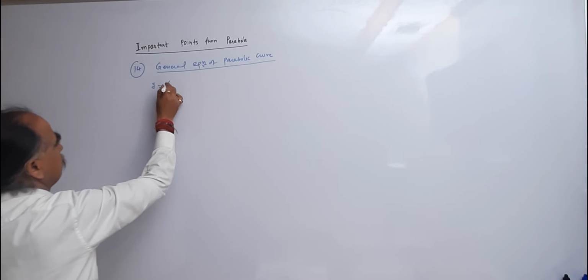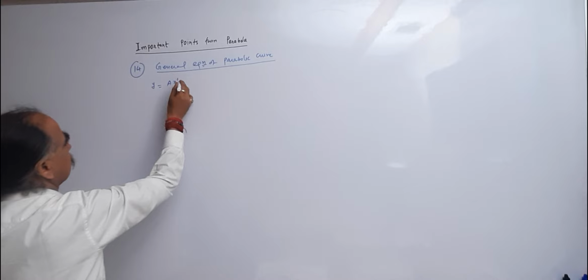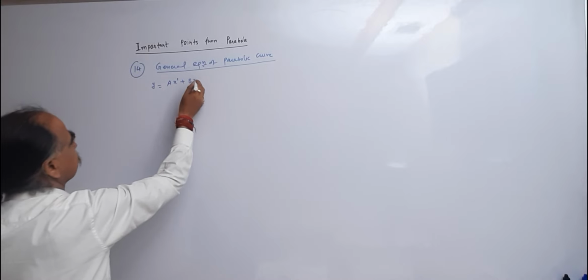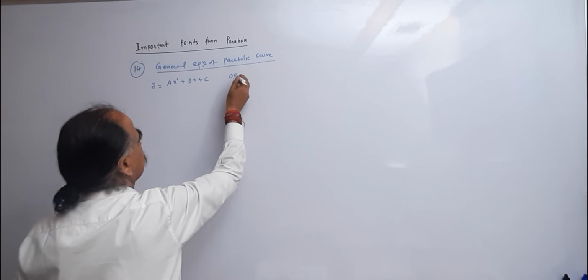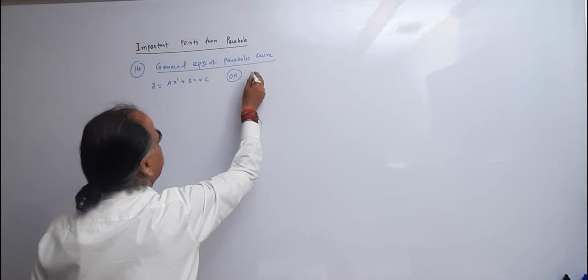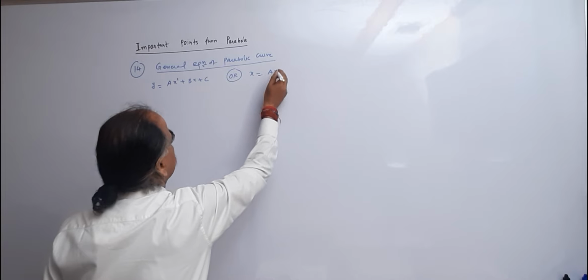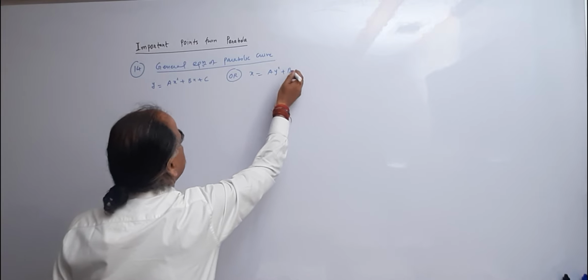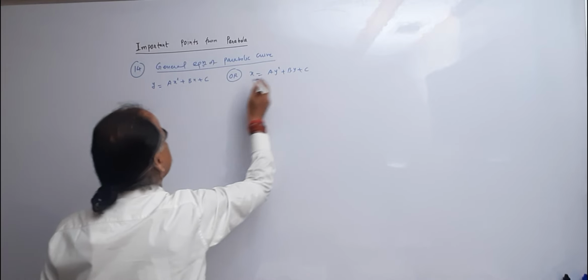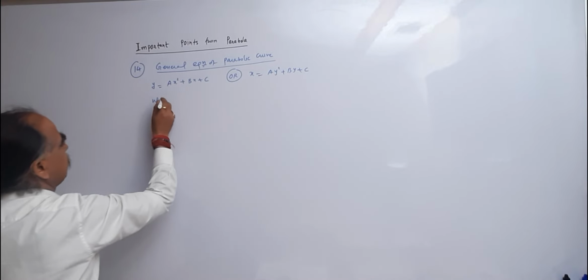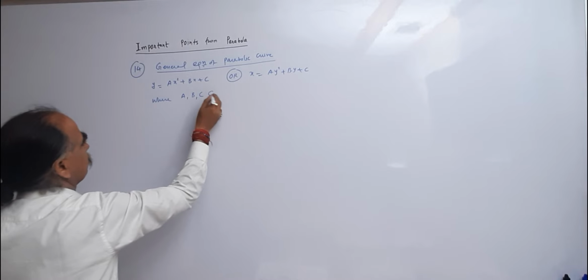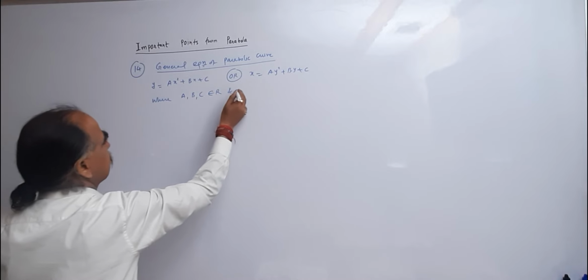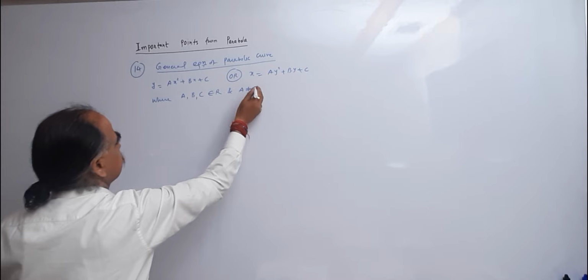y is equal to ax square plus bx plus c, or x is equal to ay square plus by plus c, where a, b, c belong to real numbers and a should not be 0.